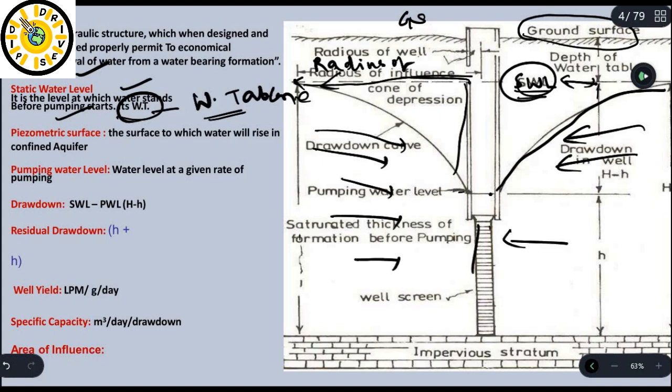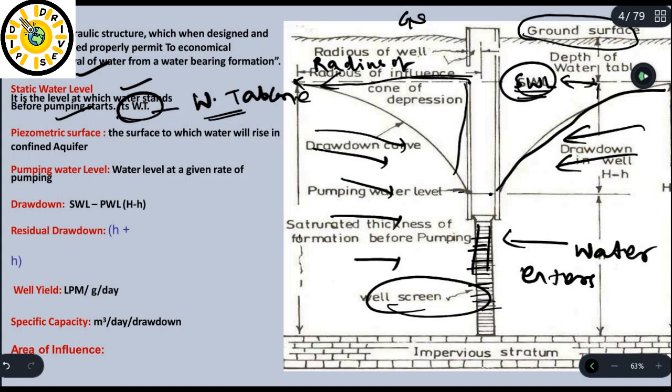So this is the screen. Okay, so this is the well screen. What do you mean by well screen? In this well screen, the water enters the well. Okay, through this part, water enters the well, through the screen. So इसीलिए हमको इसको well screen बोलते हैं, right?